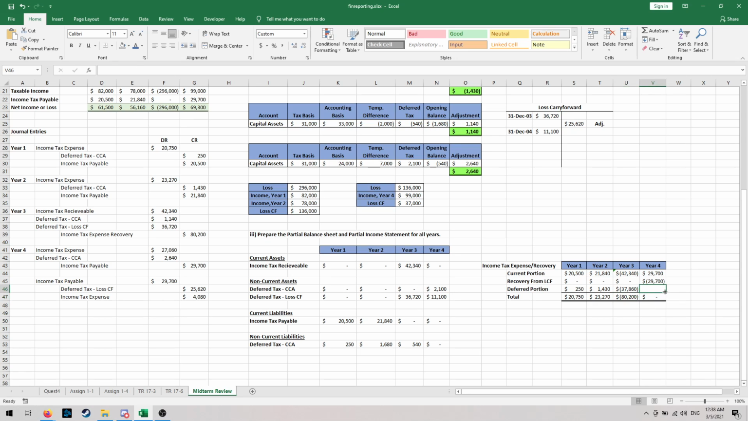And finally, in year 4, we have one debit balance for deferred tax and one credit balance for deferred tax. And we're going to sum those together. Essentially, this is going to be equal to 25,620 minus 2,640. Because remember, according to the income statement, a credit balance will be positive and a debit balance will be negative. And this is going to give us 22,980. And that is how you would build this entire question. That's everything about it.